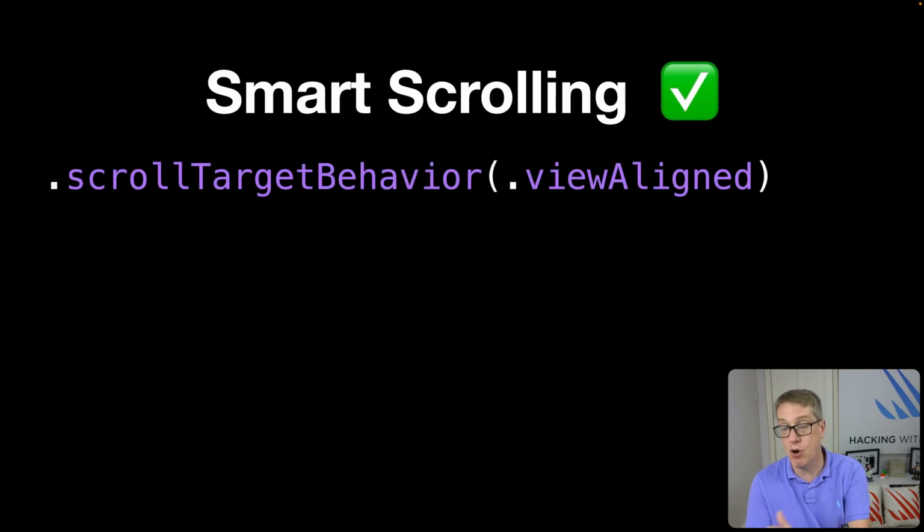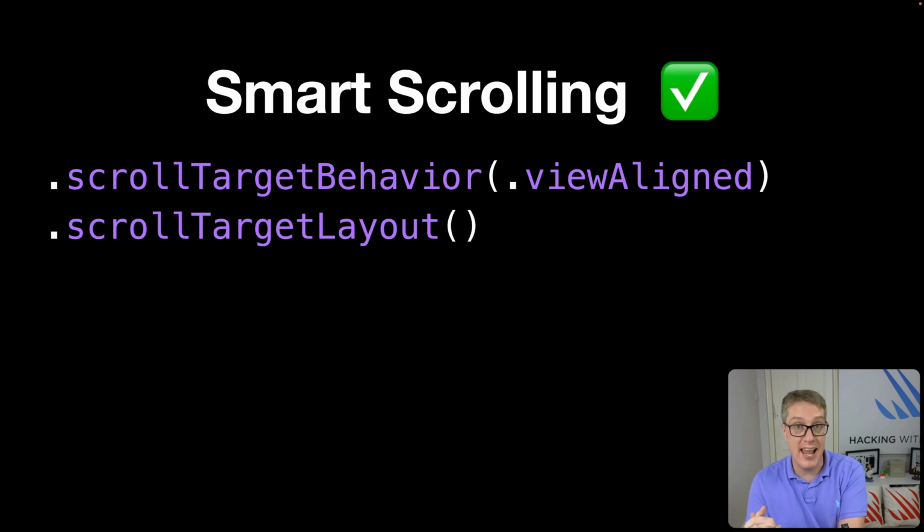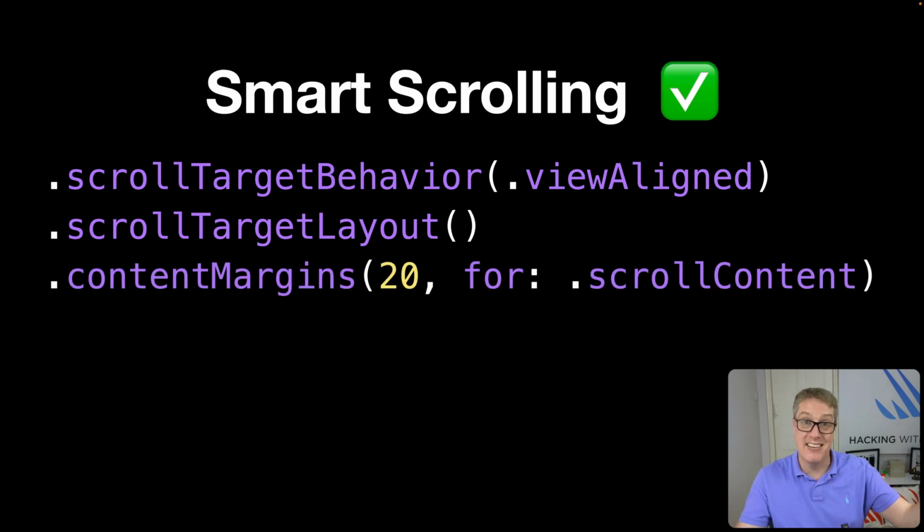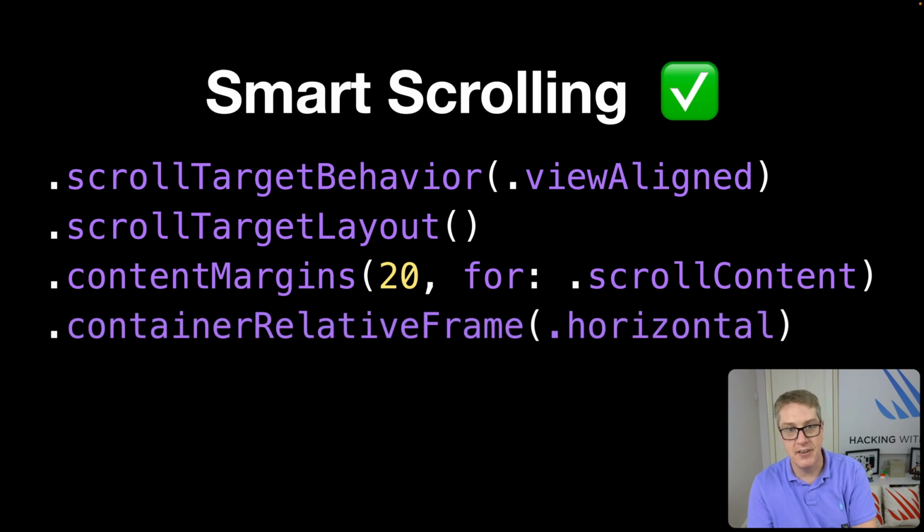We used a scroll target behavior saying view aligned, snap to the views I tell you to snap to. And we say what you snap to by saying you're a scroll target layout. Snap to all these views in the HStack. We then applied content margins, bringing in the safe area inset for a scroll view. And finally we said, also I want you to apply the container relative frame horizontal so the child views match the full width of the scroll view minus that safe area inset.